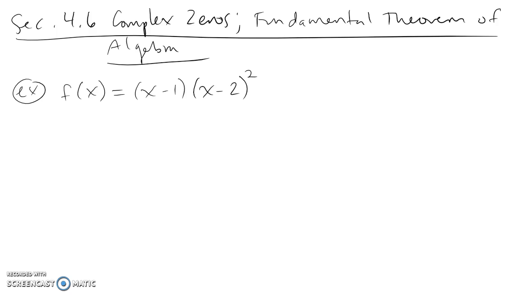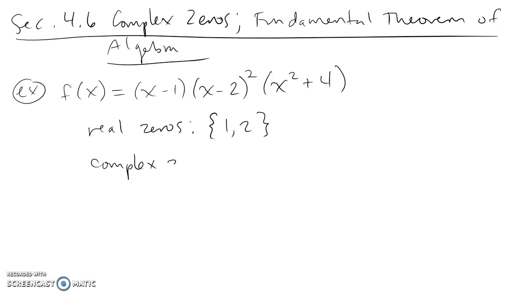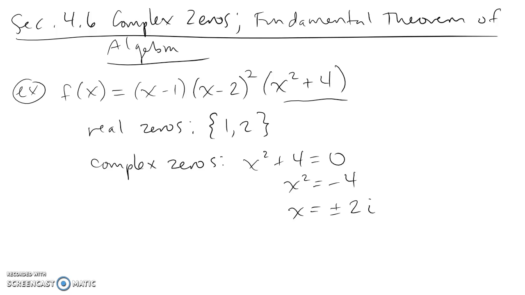minus 2 squared times x squared plus 4. We found that the real zeros were the set containing 1 and 2, but we can also see that if we take that last factor, this x squared plus 4, we can use it to find complex zeros. Why? Well, x squared plus 4 equals 0, which is the same thing as saying x squared equals a negative 4. And solving for x, we get plus or minus 2i, right?